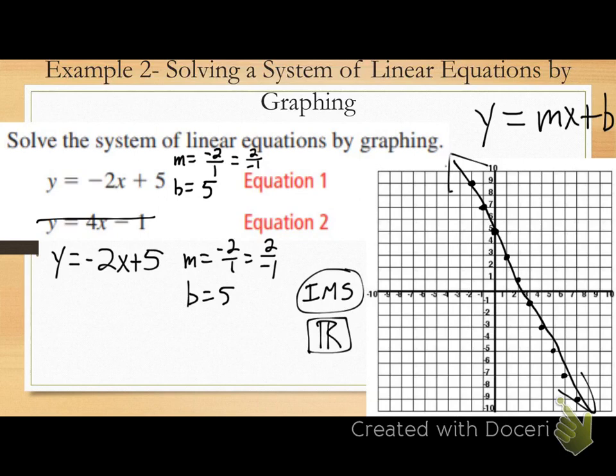Okay, like I said, there's 3 ways to solve systems of equations. Today we talked about graphing. We'll stay in graphing for another day or 2, and then we'll go on to the next method and then the next method from there. We good?